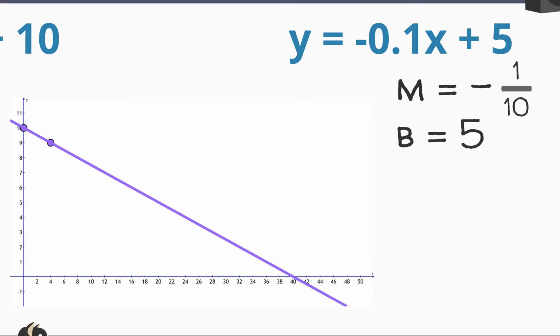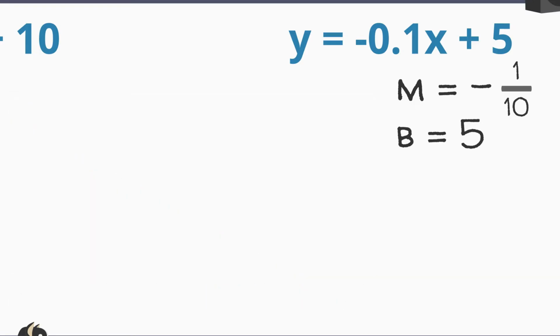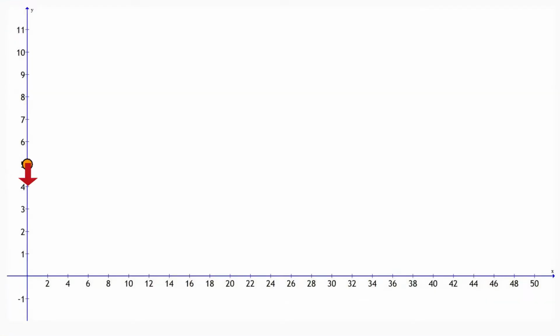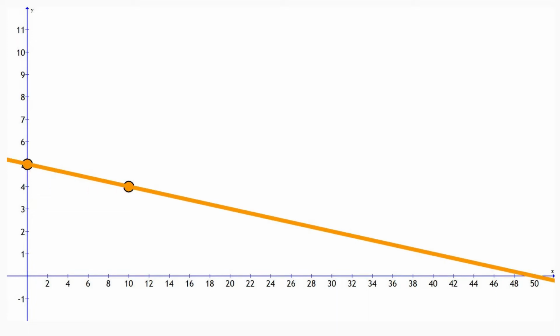For the second function, y equals negative 1/10 x plus 5, again I start with the y-intercept. I plot the point 0, comma 5. Next, use the slope of negative 1 over 10 for the second point. I go down 1 and to the right 10 from the y-intercept. Finally, drawing a line through the 2 points creates this graph in orange.